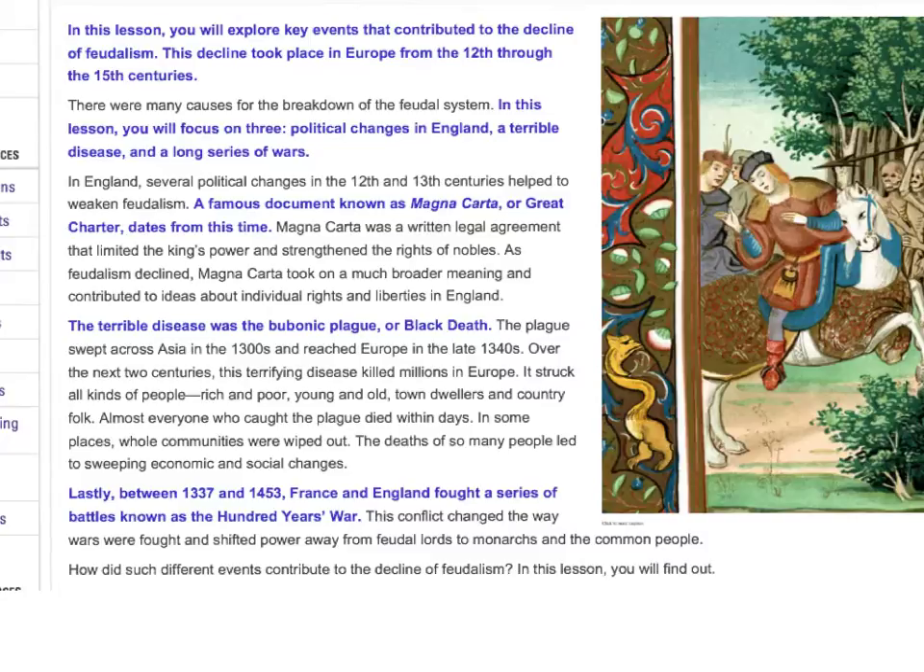The terrible disease, bubonic plague or the Black Death, came across Asia first in the 1300s and then reached Europe about 40 years later, 1340s. In the next 2 centuries, this disease killed millions. This disease actually is still around today, but we're going to talk about why it's not as deadly as it was back then. But this disease didn't care if you were rich or poor, young or old, where you lived, and everyone who got it almost died within days. And places and communities were wiped out, so you could tell that this would lead to really, really big economic and social changes. So changes in jobs and money and how societies run.